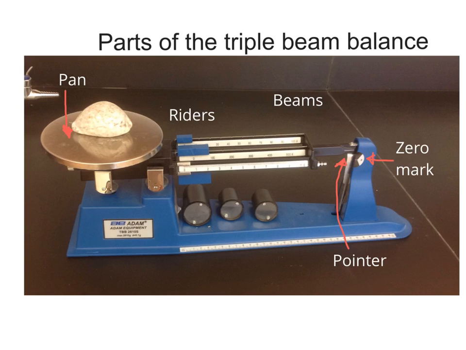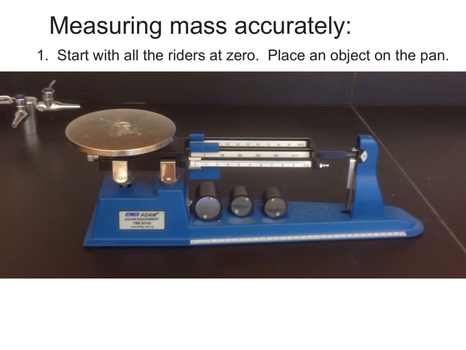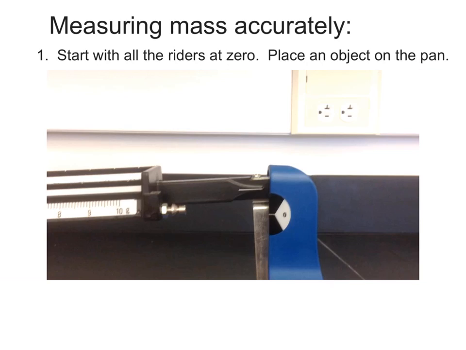Two other parts that are very important are the beams. There are 3 beams, which is why it's called a triple beam balance, and the little weights that move around on the beams. Those are called riders. Before you begin to measure anything with the balance, you need to make sure that all the pointers are at 0, the way they are in this picture.